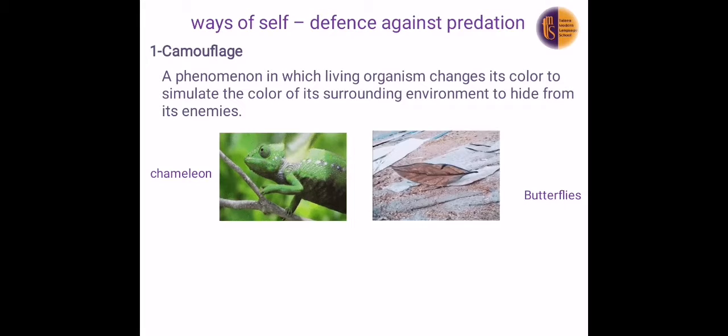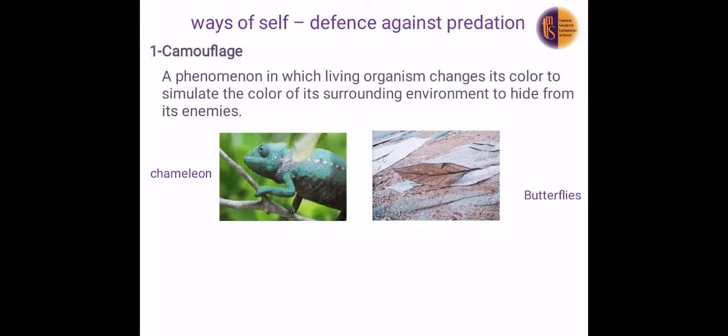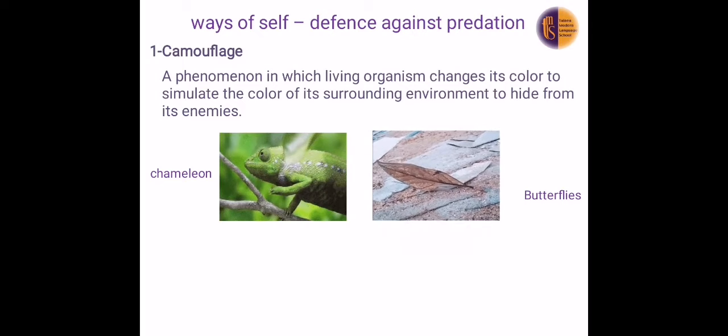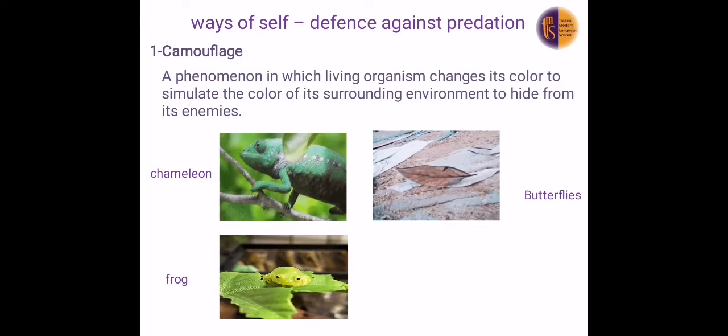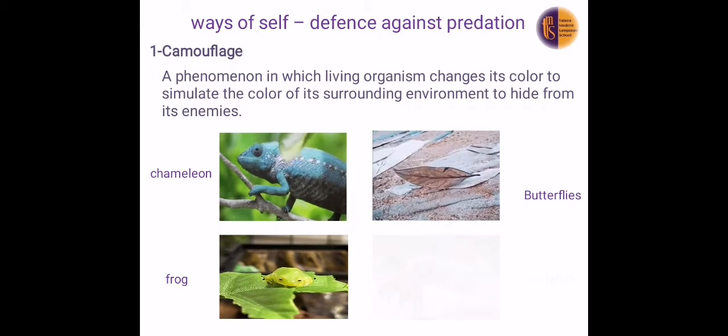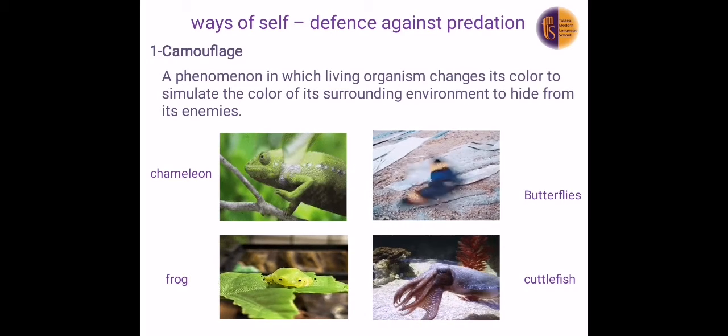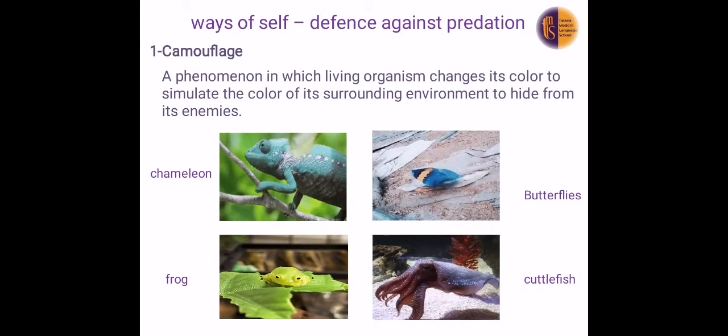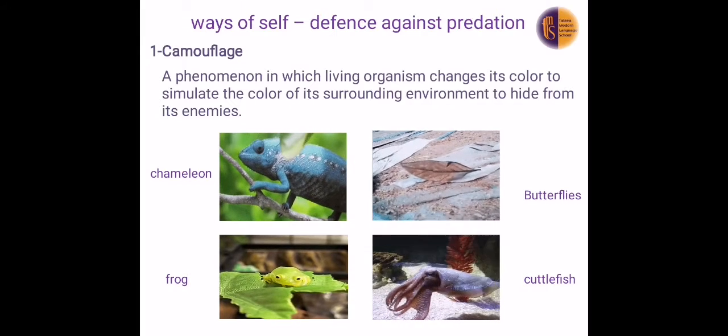Like butterflies, we can see here a butterfly changes its color to simulate the color of the surrounding environment. Also we have a frog and we have a cuttlefish. So this way is called camouflage.